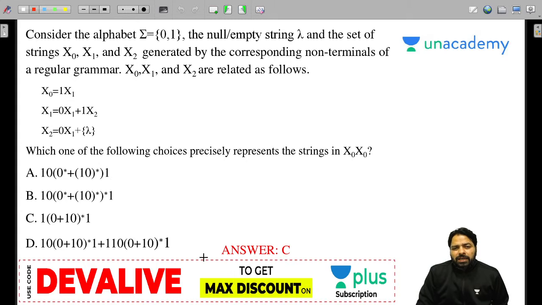Consider the alphabet Sigma equal to {0, 1}. The null string epsilon and the set of strings X0, X1 and X2 generated by the corresponding non-terminals of a regular grammar are related as follows. So he is trying to give a regular grammar but in terms of equations.